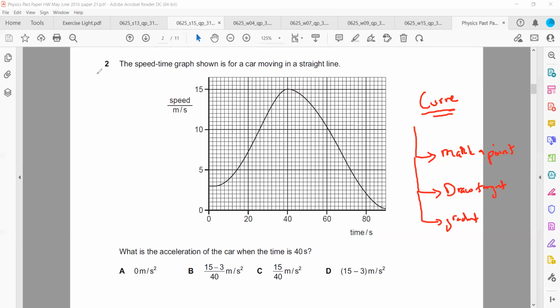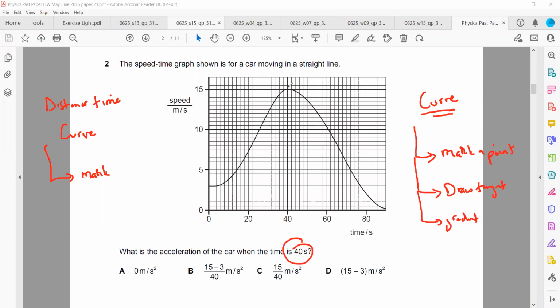tangent to that point, and then we find the gradient of the tangent. And it is valid for all. For example, if there was a distance time graph and it was a curve, then we'll do the same steps. We will mark a point, because if it's a curve, it means that it is not constant, it is continuously changing.